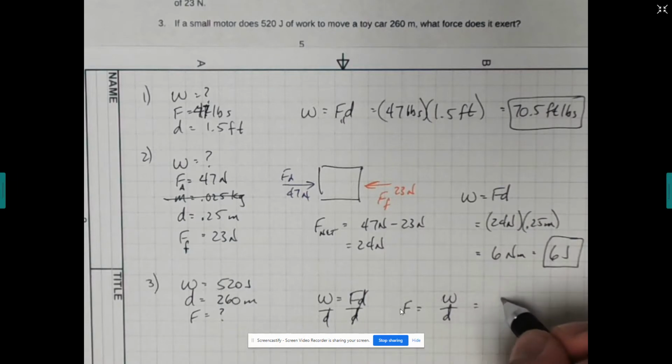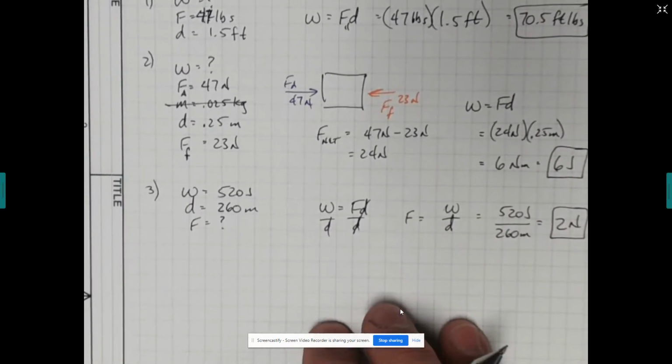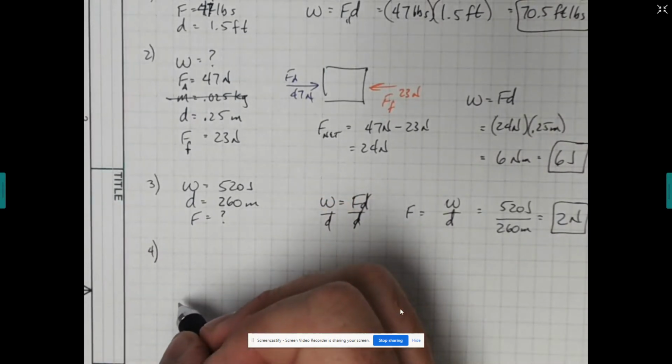And so we can plug our numbers in there. 520 joules over 260 meters. And when we do all that, they made it nice for us. We end up with 2 newtons. Okay. Number 4.